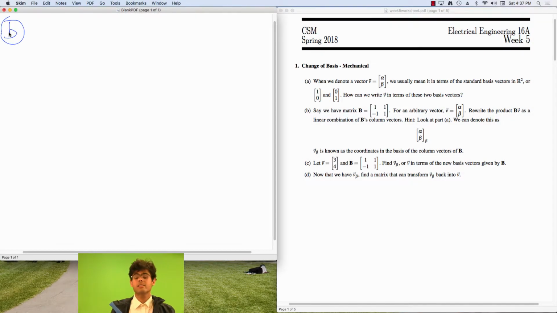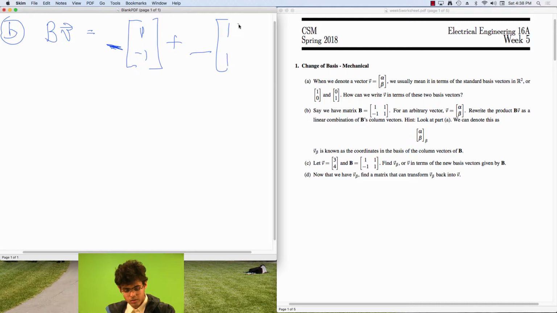So part B is asking us to do something very similar, but in this case our basis vectors are different, and the vector that we have to describe as a sum of those basis vectors is also different. So we have to take this vector Bv and describe it as a linear combination of the columns of B. So what does that mean? We have to describe this vector Bv as a linear combination of 1, negative 1 and 1, 1. So we need some number here and some number here.